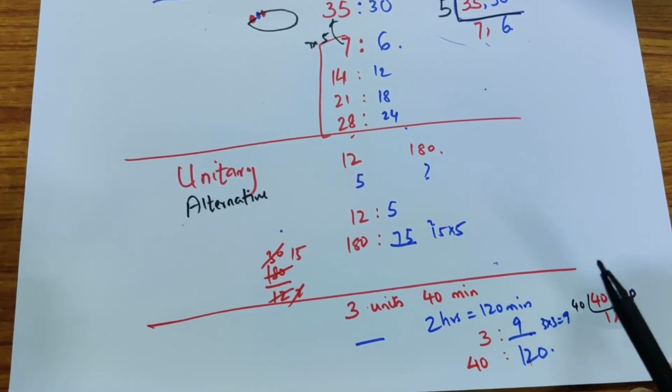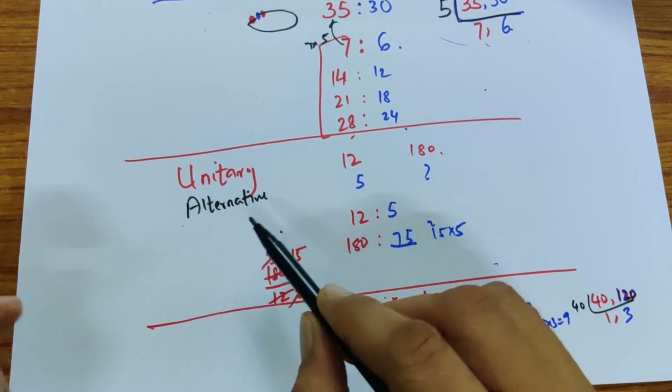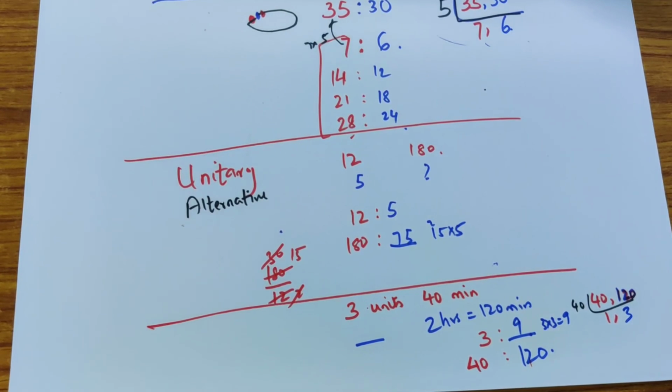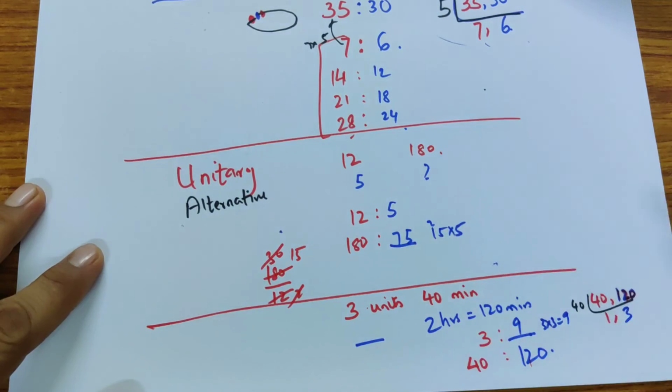So in conclusion, an alternative to this unitary method is to look at it as the ratios that we have been used to, and if you've played enough with it and you can predict them, then you can also do this.